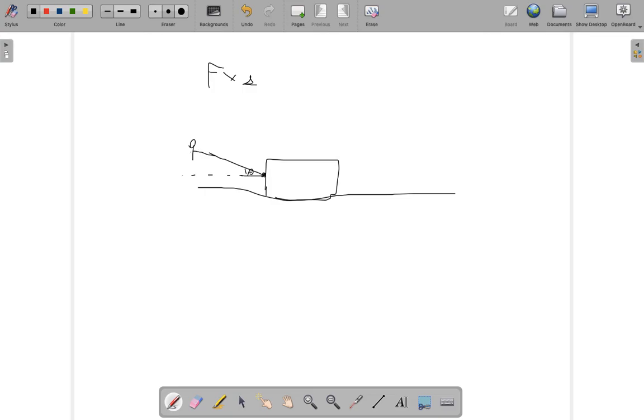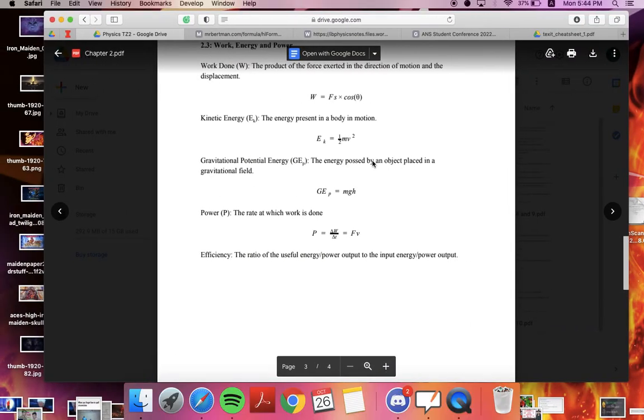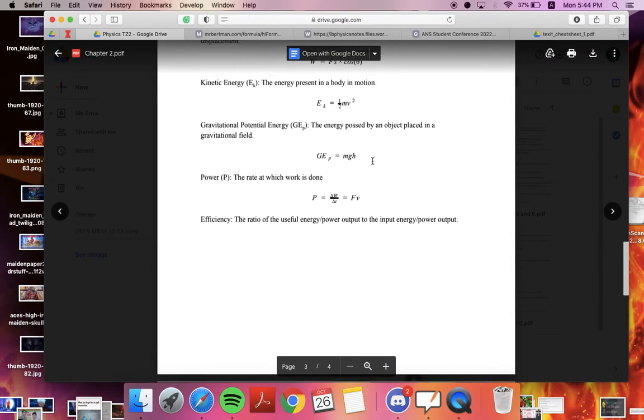Someone's pulling it at an angle of theta. Well, basically, the y component of this force that he's applying does not really cause any kind of displacement on the block. It isn't really making it displace in any way. So we just completely ignore that and we just look at the x component, which is F cosine theta. And we multiply that with our displacement. And that is our work done formula. Work done is measured in joules, which is the same unit as energy as well.